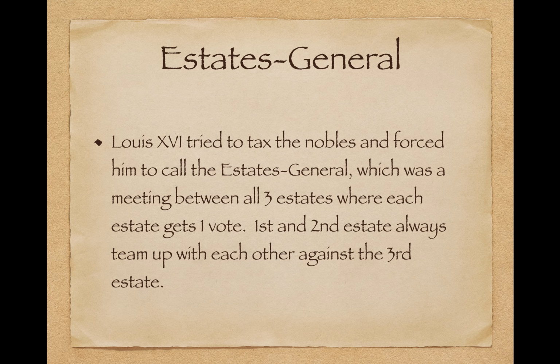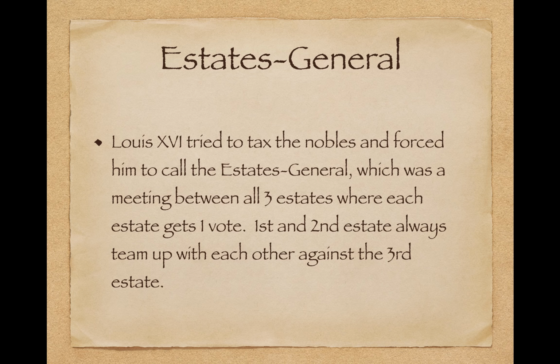And the Estates General has not been called for over 175 years in France. The Estates General is basically a big meeting where representatives from the first, second, and third estate get together and they vote on certain laws. So the second estate forces Louis to call this huge Estates General, this huge meeting.